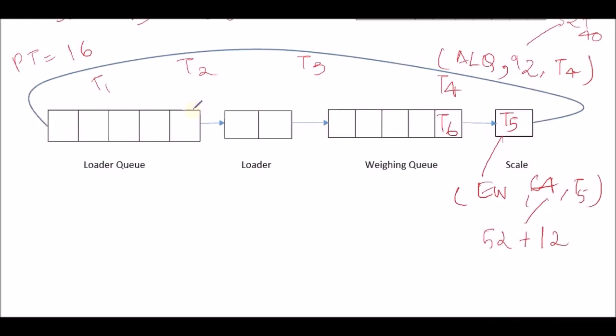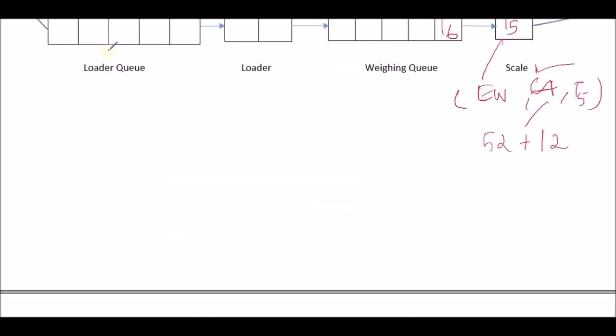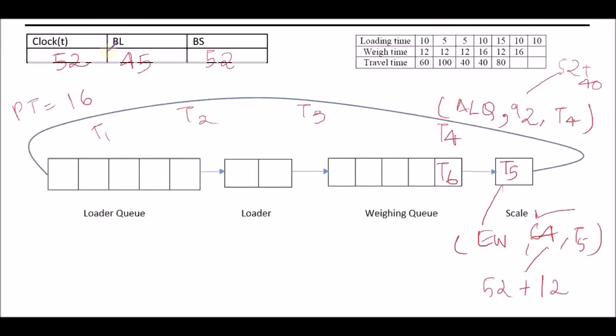Now for finding the imminent event, we choose this because this is the least compared to all five of them. So now the next event is going to start at clock cycle 64. So let's write that down, 64 over here. So what's going to happen at 64? At 64, this particular truck is going to finish weighing and it's going to come out, and T6 from the weighing queue is going to come and take the scale place.